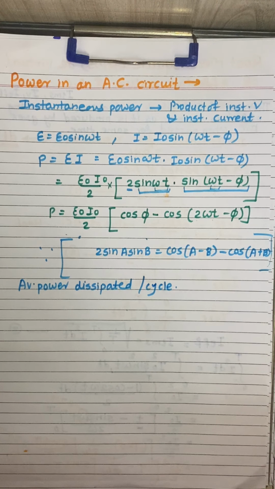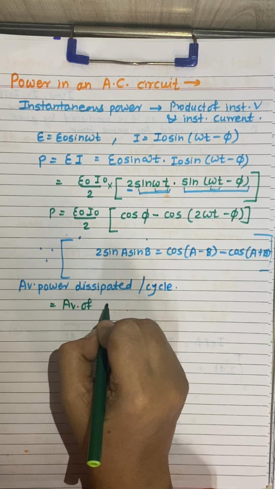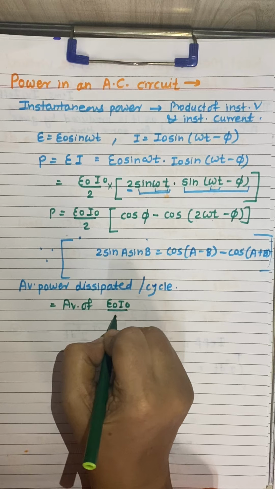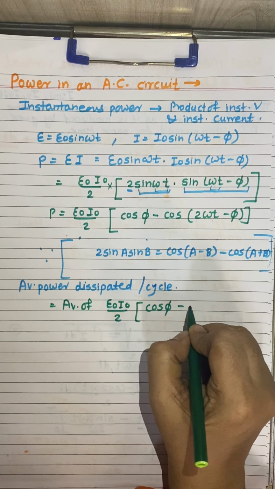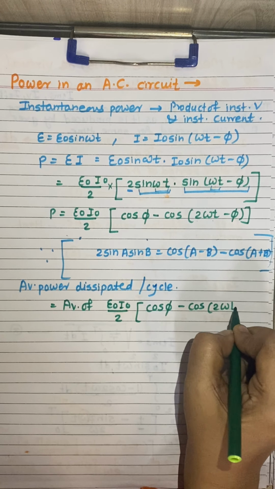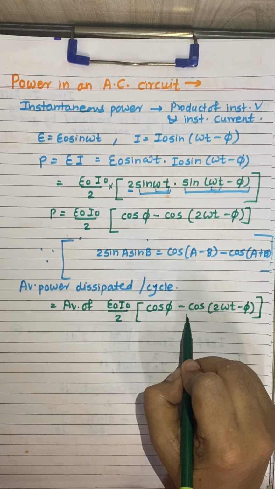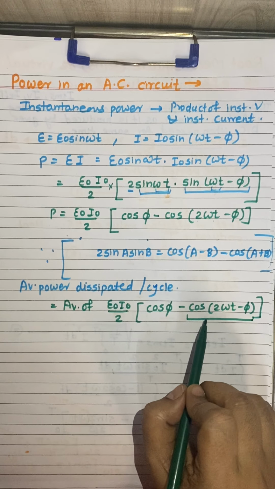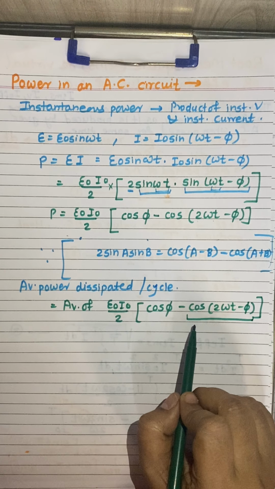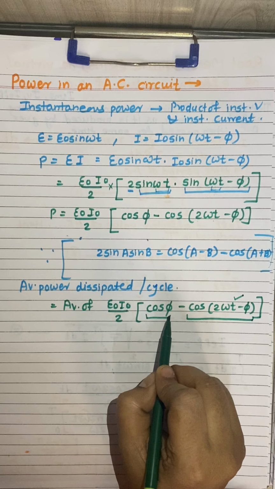Okay, so that is equal to the average of E naught I naught by 2 and cos of phi minus cos of 2 omega t minus phi. Now this second term we are going to consider. You can see that for this second cosine term, cos of 2 omega t minus phi, is time dependent because here t is considered. But for this particular factor, t is not considered.